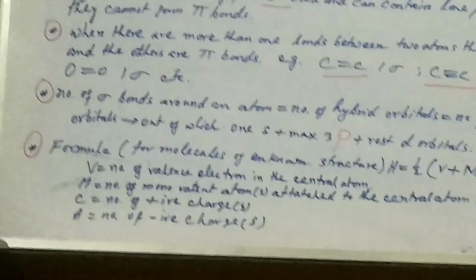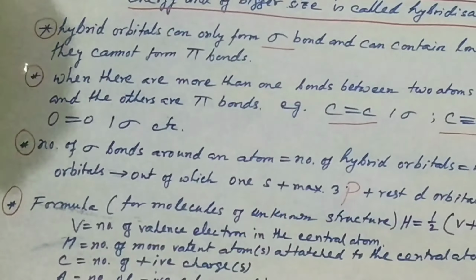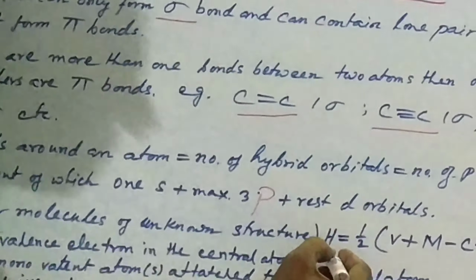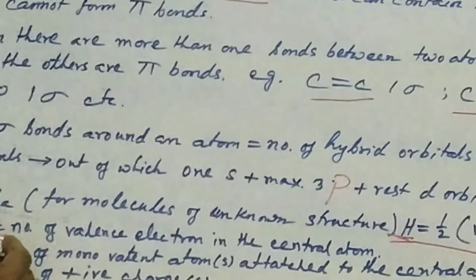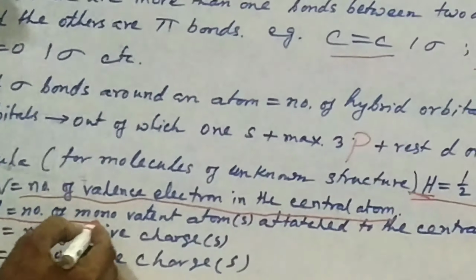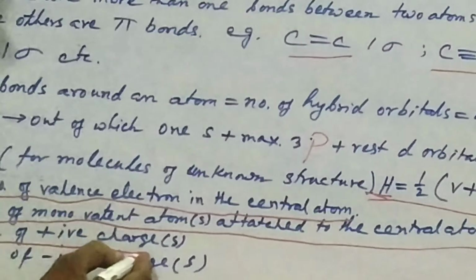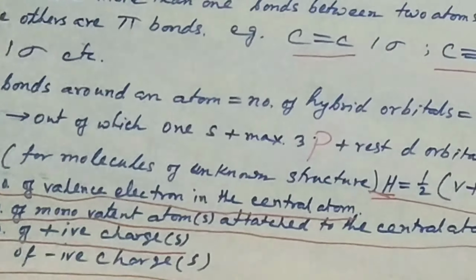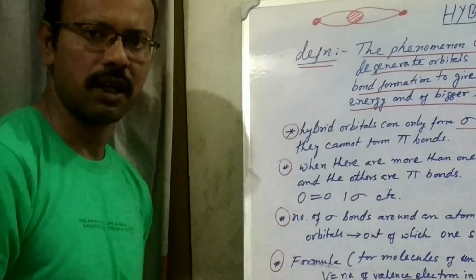And in case of molecular formula of inorganic molecules which are unknown to us, we may take the help of a formula. H equals half into (V plus M minus C plus A), where H is the number of hybrid orbitals, V is the number of valence electrons in the central atom, M is the number of monovalent atoms attached to the central atom, C is the number of positive charges, and A is the number of negative charges. So, by learning up to this, we could ascertain the state of hybridization of different molecules.